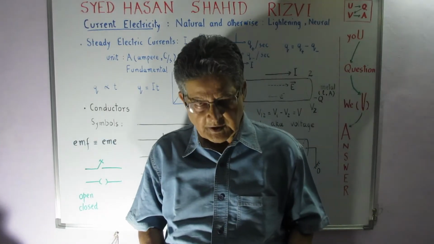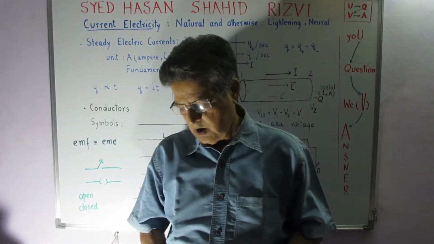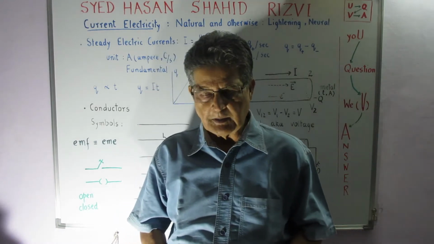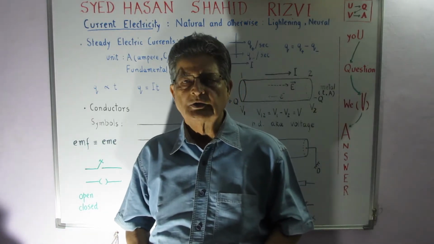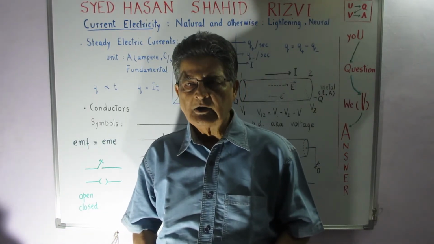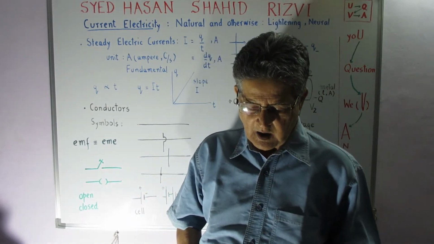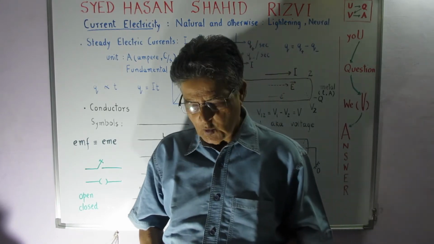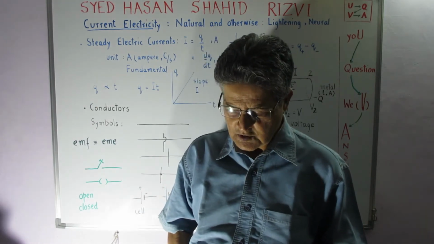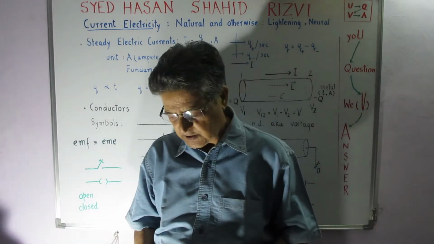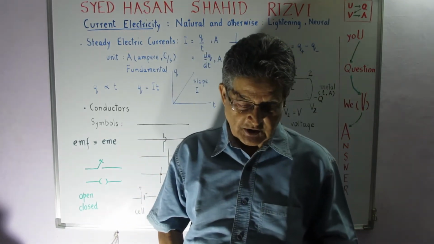So, welcome friends. Today we initiate a new chapter after the chapter on capacitors, and today we'll talk about what is generally called current electricity. Electric current, which is known as vidyut or kaharba in Arabic and barq in Urdu and Persian.